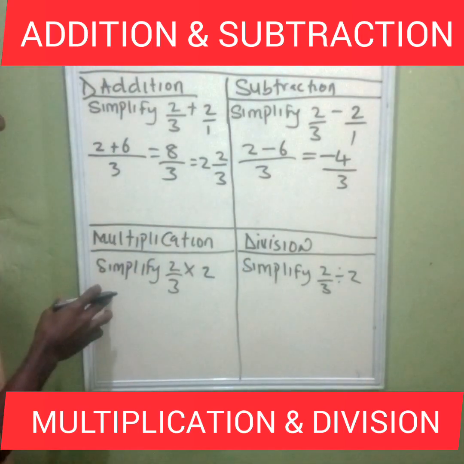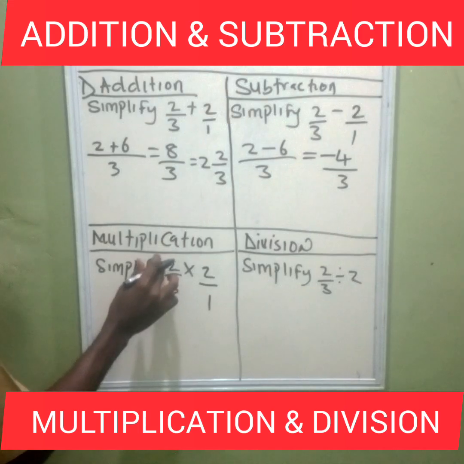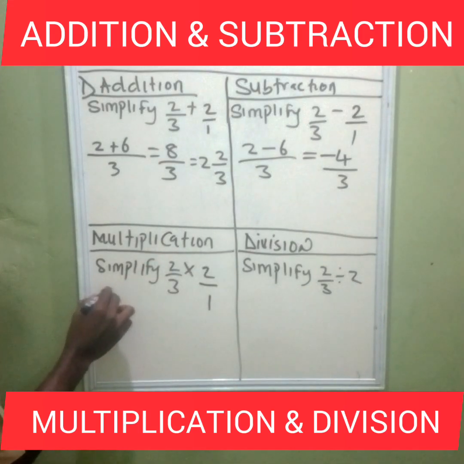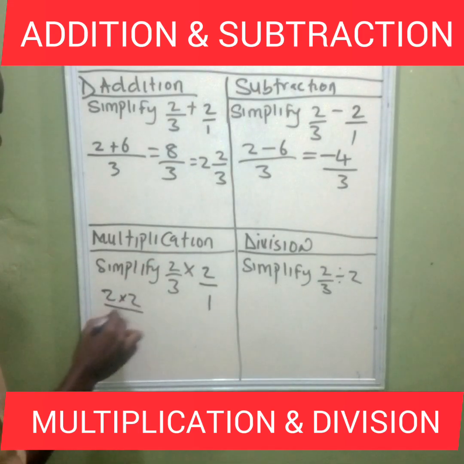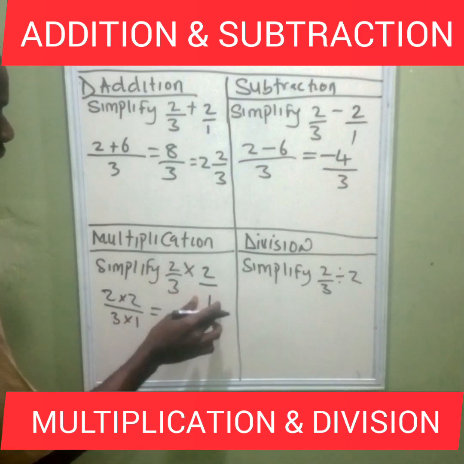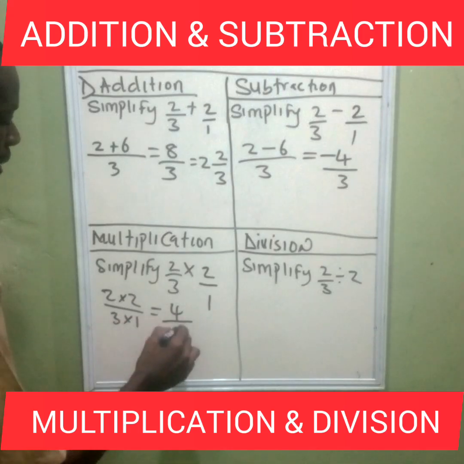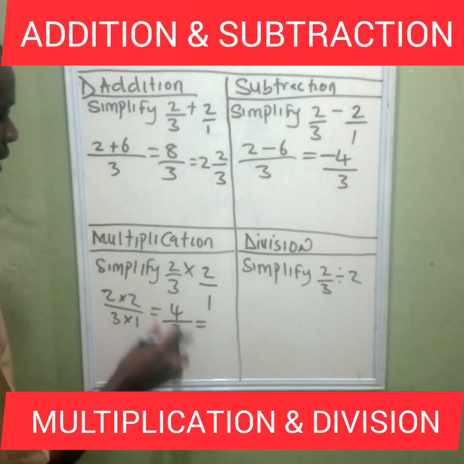Now let's go to multiplication. We see that this denominator is having 1. Here we are going to have what? 2 times 2. So we are going to have 2 times 2 over what? 3 times 1. We times this 2 by 2. We times this 3 by 1. So 2 times 2 gives us 4. Then 3 times 1 is 3. We can't leave it like this. This is an improper fraction.